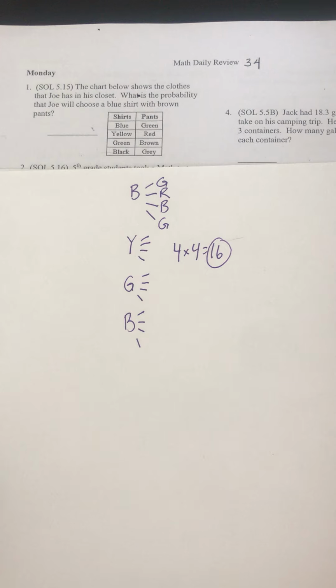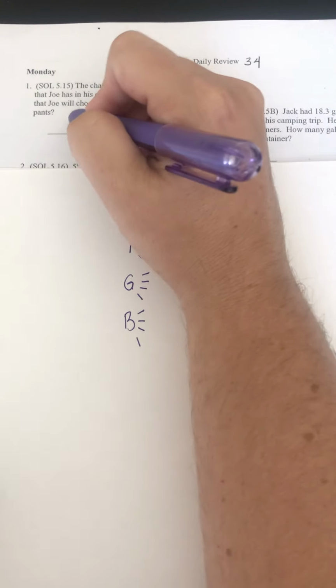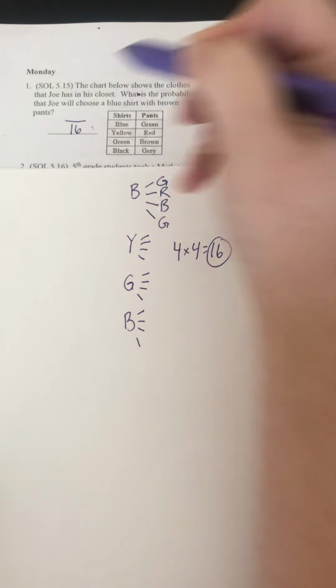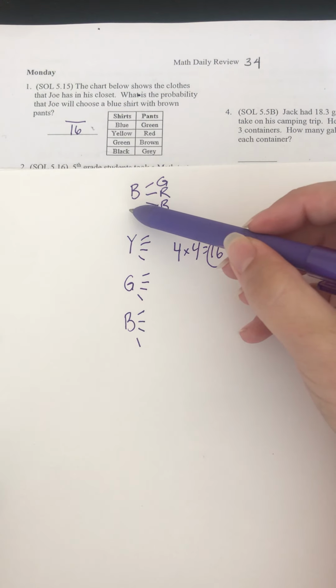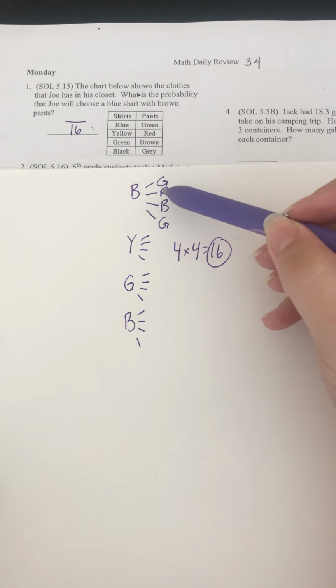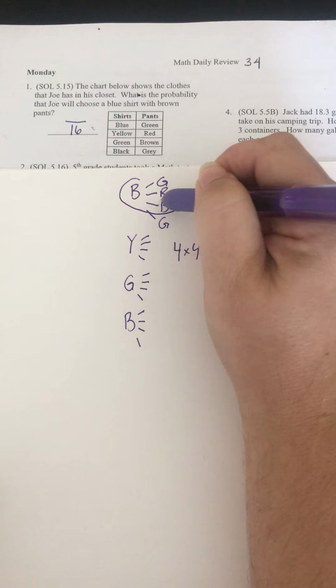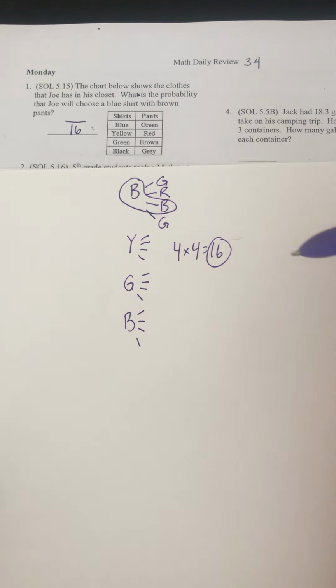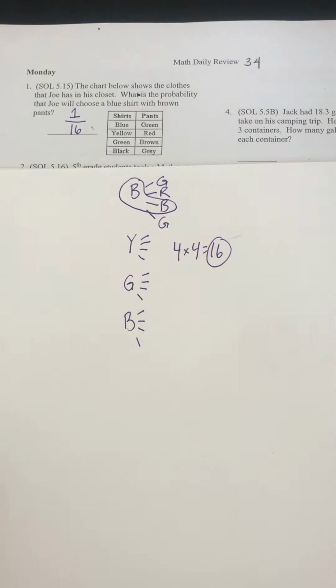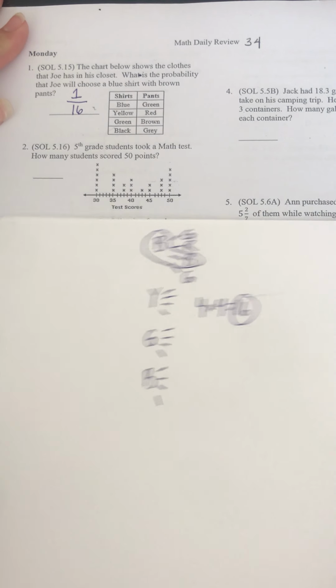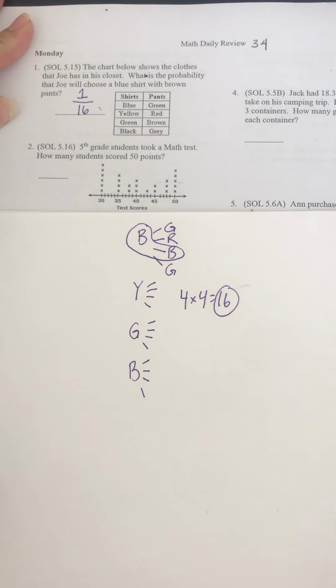So you're going to write the probability that Joe will choose a blue shirt with brown pants as a fraction. So the denominator is that you have 16 choices, and then a blue shirt with brown pants. Blue shirt with brown pants comes up 1 time. So he has a 1 out of 16 chance. Okay, makes sense? Awesome.